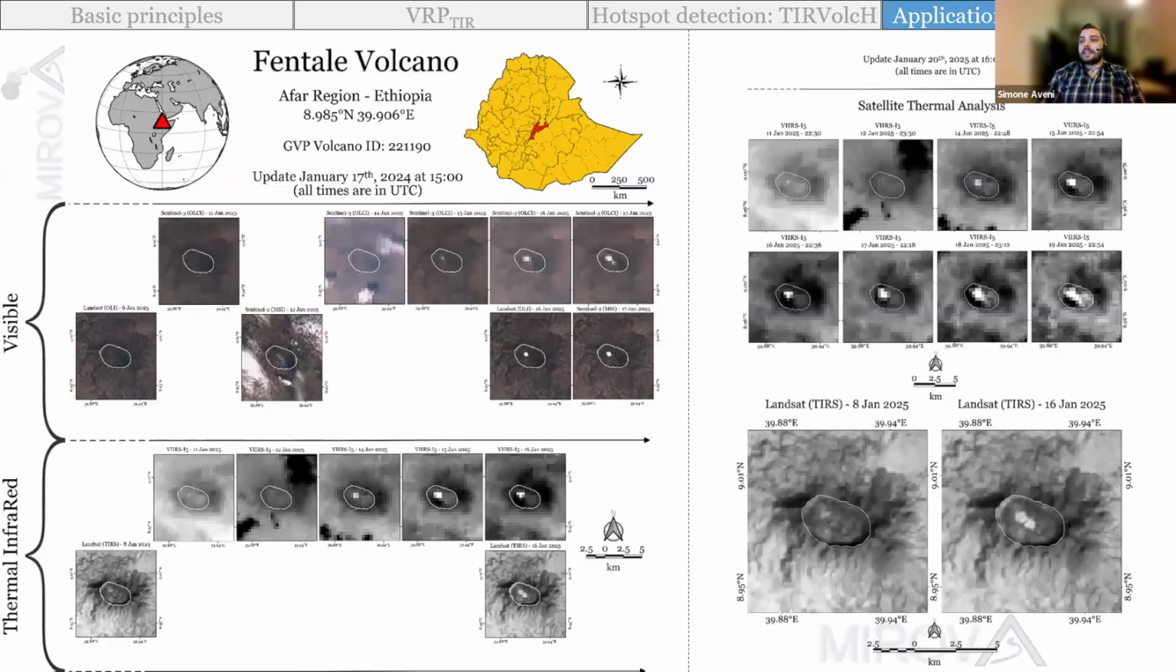Well, this is just a timeline of what we initially saw. We were looking at visible imagery with Sentinel-3, and on the 15th of January morning, we found this kind of bright spot appearing there that looked like a cloud, so we were not sure what it was. But the night before, on the 14th of January, with TIRVOL, we measured a thermal anomaly inside the Fentale crater. And we were like, well, what is this? We had no clue. And we were just waiting to make sure that it was a volcanogenic thermal anomaly, not related to wildfire or anthropogenic activity. But that thermal anomaly continued.